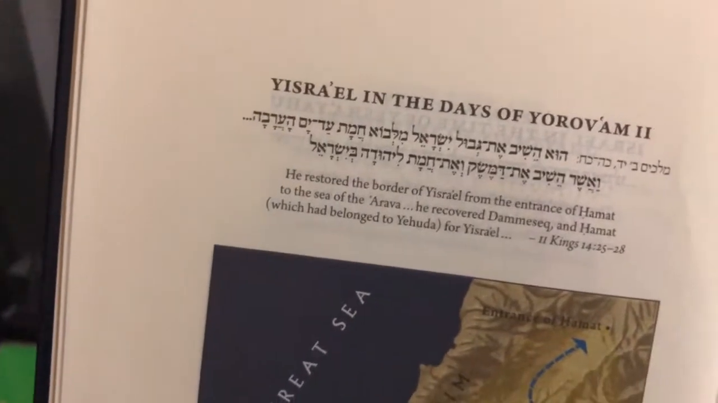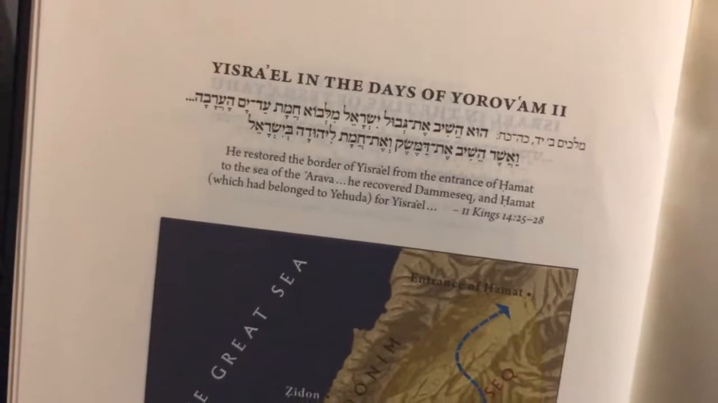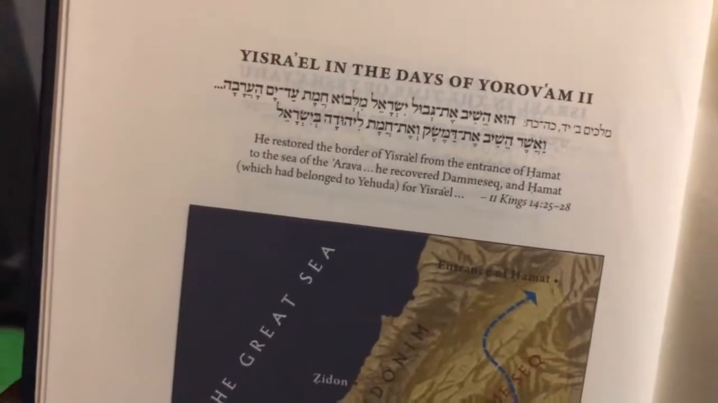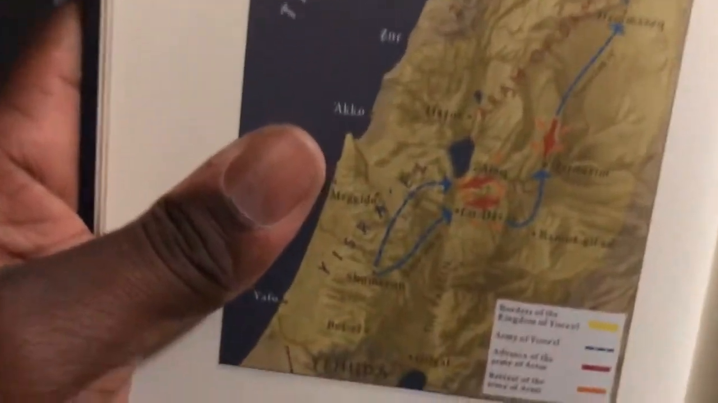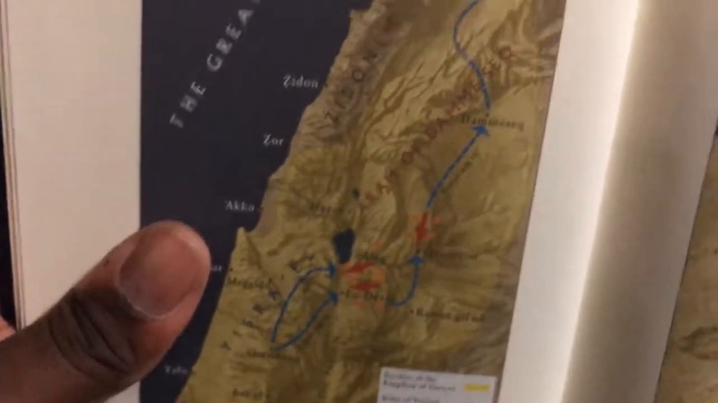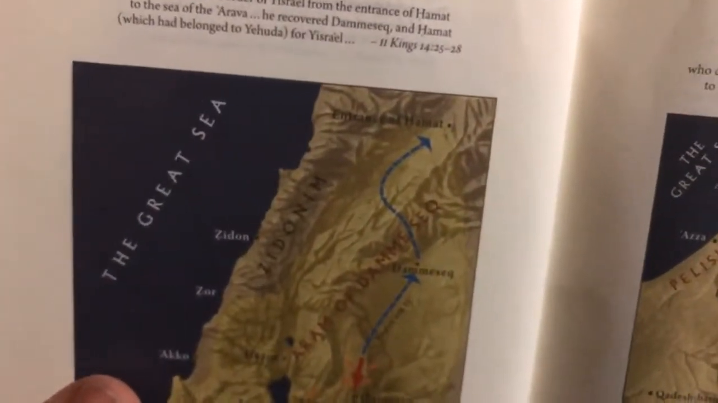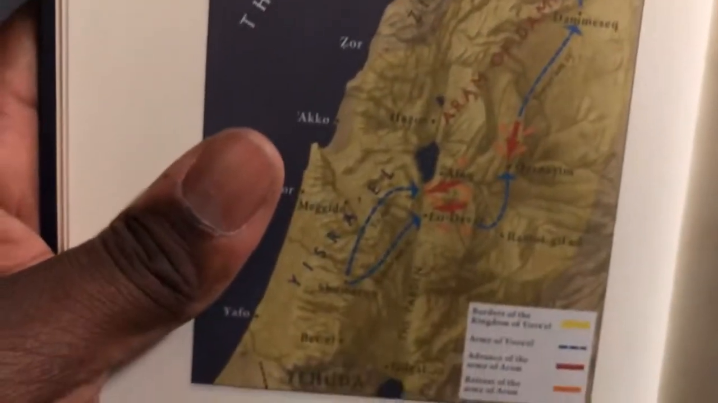All right, here's Israel in the days of Yeroboam. It's talking about Jeroboam. Remember, there's no V in the Hebrew. Nonsense. Edom is full of garbage. Anyway, let me stop. I digress. But here's the actual math with regards to Jeroboam.